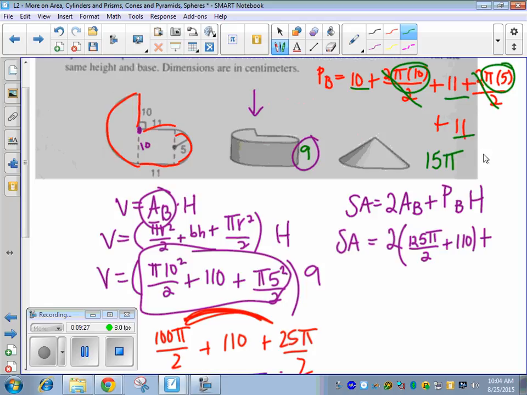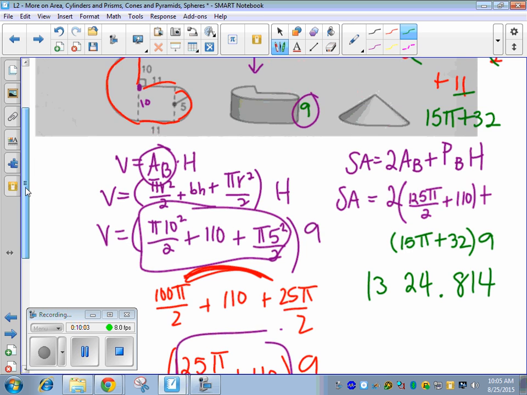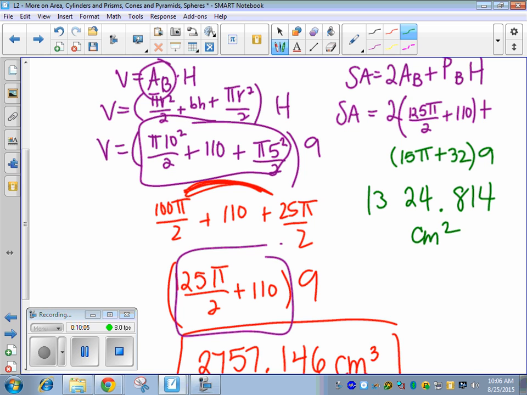So that's 22 plus 10 is 32. So I'm going to put that down here because I'm running out of room. So 15 pi plus 32, and then times the height, which is still 9, the height of that whole figure. Okay, we can simplify that and see what we get. All right, so after calculating that, I get 1,324.814. All right, and my units. This time it's surface area. So what were we in? Centimeters. Yep. So centimeters squared.